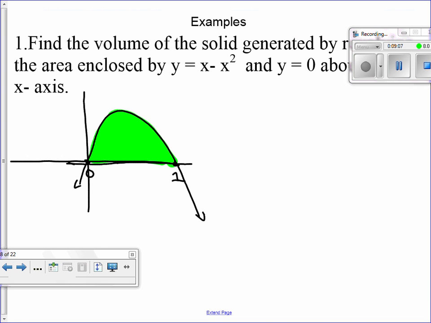Now, the first thing you do is you figure out what's the enclosed region. Got it. That's the area we're going to be revolving. Now, what are we revolving about? In this case, it says the x-axis. So what you do to indicate that on your diagram is you draw a curved arrow to indicate you're going to be revolving that about the x-axis.